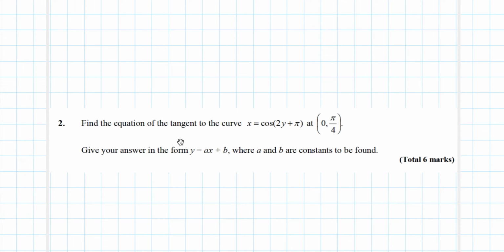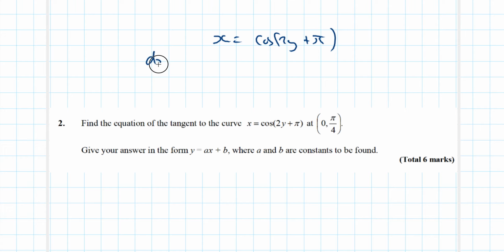Question 2. Find the equation of the tangent of the curve x equals cos 2y plus pi at (0, pi over 4), giving your answer in the form y equals ax plus b. So here we're going to solve our equation. Again, we've got x equals cos 2y plus pi. Be careful that you do the correct way of solving this one, because we've got x as the subject and everything else is in terms of y.